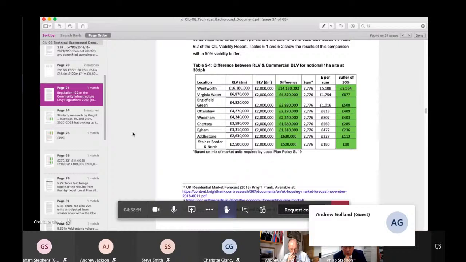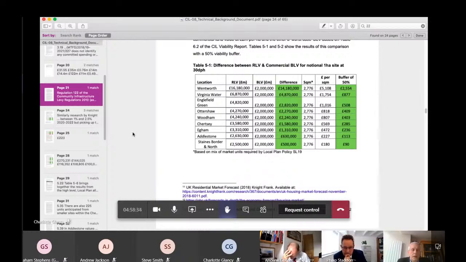Mr. Devonshire? Yeah, just to clarify, what Andrew's done is he's looked at those costs, and as he said, he's basically done 30 units at 80 square metres per unit. But what we've done to get to his 2,400 square metres for a site is we've applied the housing mix as required by policy SL19 in the local plan, and that gets you to a square meterage of 2776.